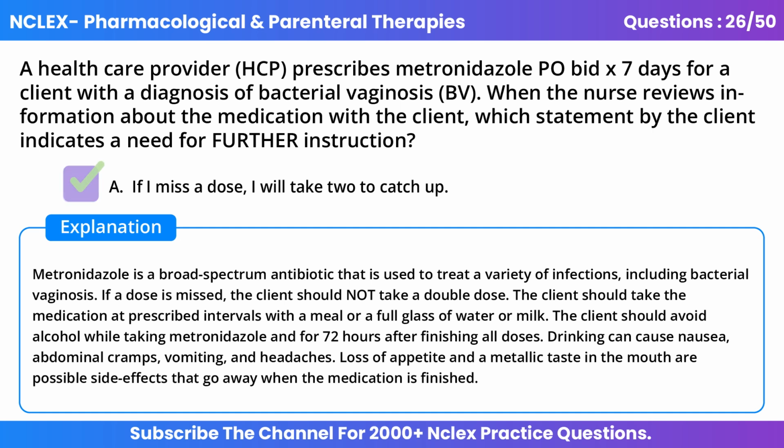Drinking can cause nausea, abdominal cramps, vomiting, and headaches. Loss of appetite and a metallic taste in the mouth are possible side effects that go away when the medication is finished.